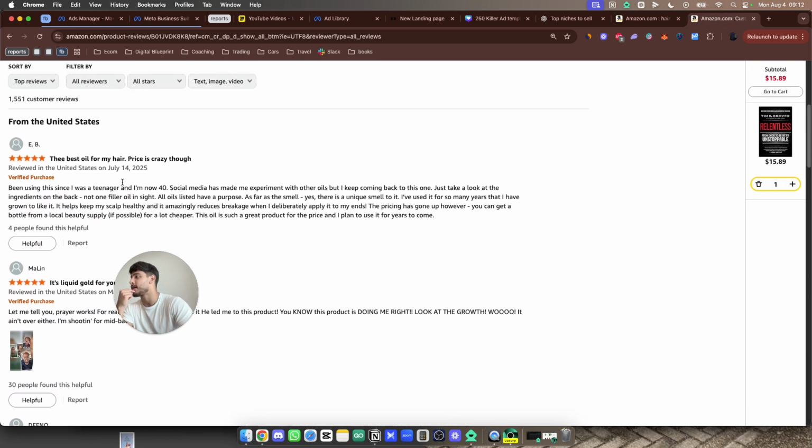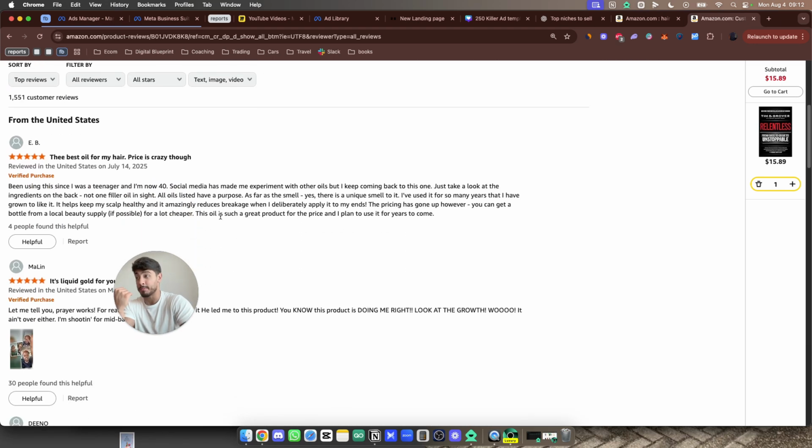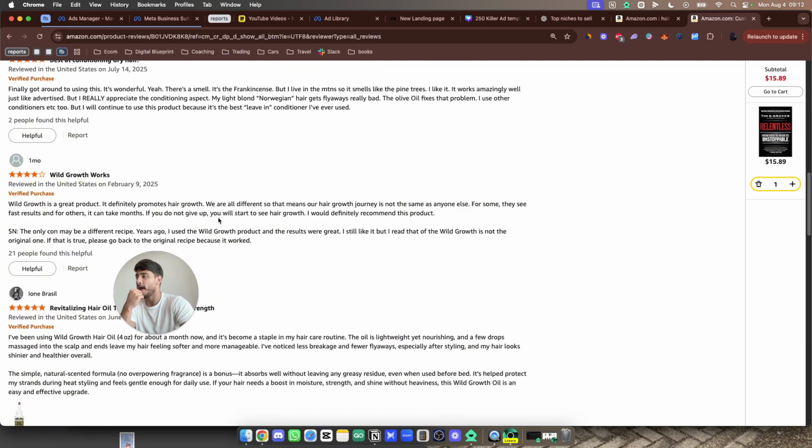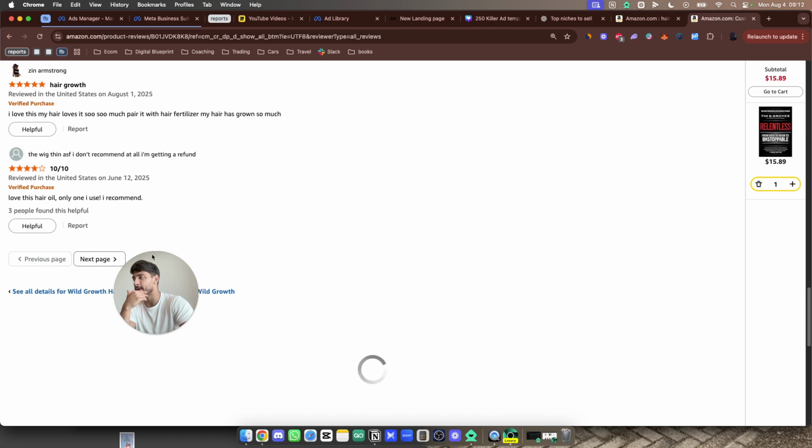Now what we see here, for example, has been using this since I was a teenager. Unique smell. It helps keep my scalp healthy, reduces breakage. Again, breakage could be a big thing because it's the second, third time that I've read it. Now, this could be a pain point: I had lots of breakage. And also what I saw, I believe somewhere down here, was bald spots, etc. Or people talking about that.